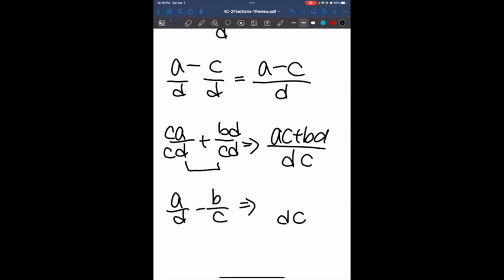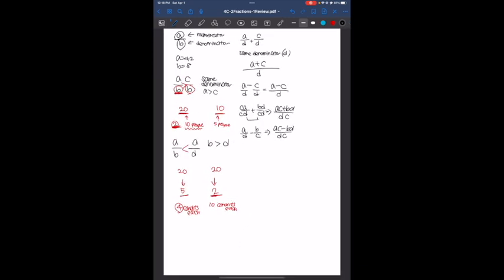Same thing for subtraction. It's going to be AC minus BD. And so yeah, those are basically what we need to keep in mind when we do fractions.